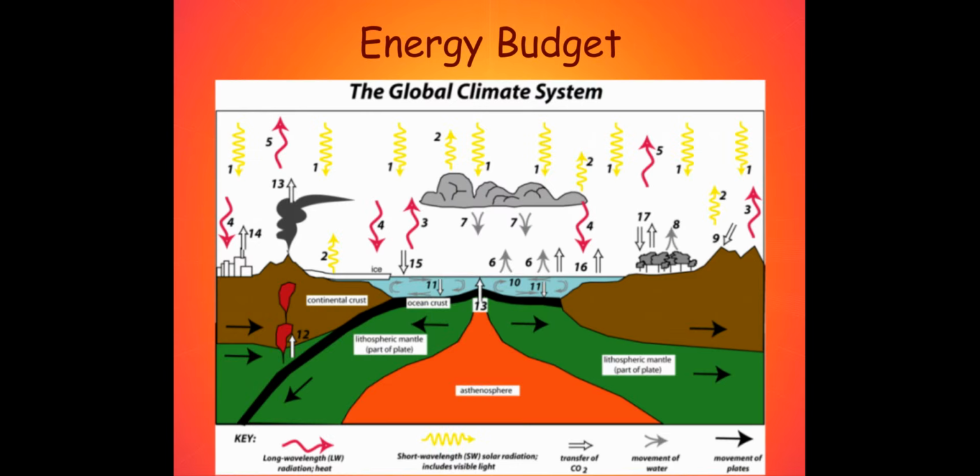Okay, Earth's temperature is constant. It's somewhere around 15 degrees Celsius. Energy loss has to equal incoming energy. Okay, so it has to budget together. Earth is constantly receiving heat from the sun, so there has to be an equal amount of loss of heat back to space.